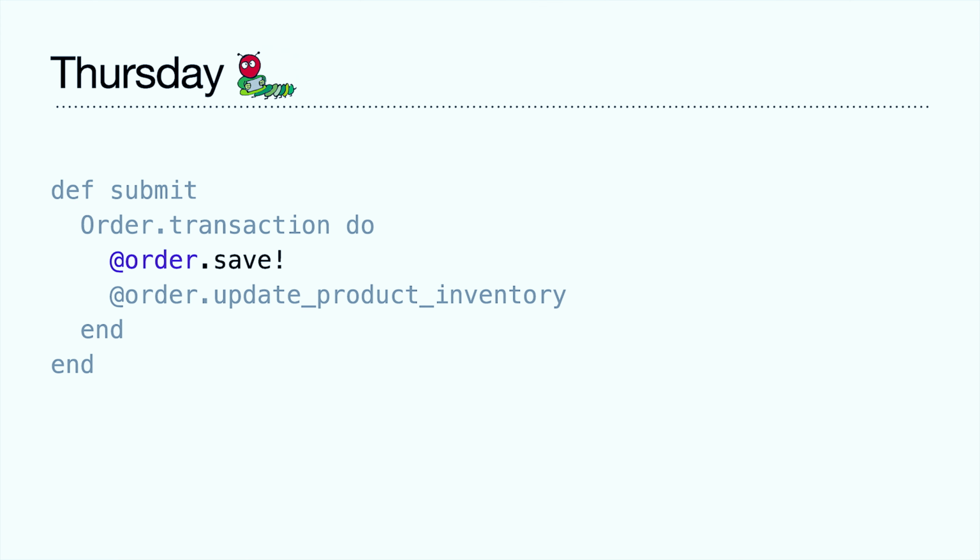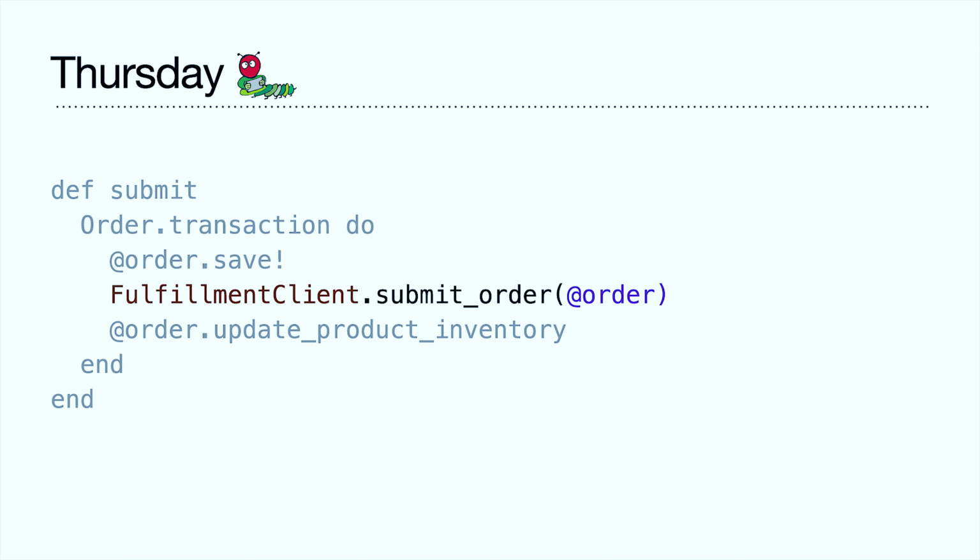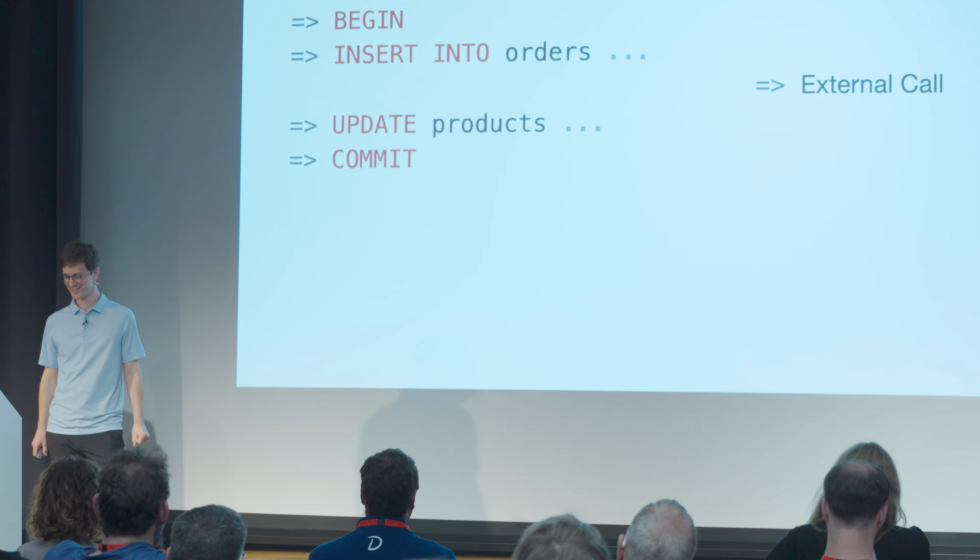So after saving the order to the Bug Hub database, he adds this call to submit the order to this fulfillment service via a fulfillment client. So this is an HTTP call to an external service inside of a database transaction. And somebody in the front row just made this face. So yeah, that's right. We'll get there.